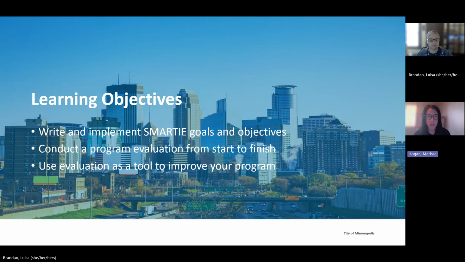So our learning objectives for this training: write and implement SMARTY goals and objectives, conduct a program evaluation from start to finish, and use evaluation as a tool to improve your program.